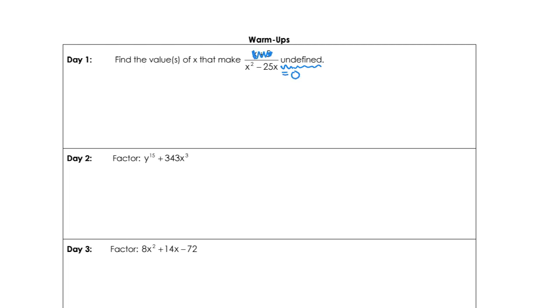And we set that equal to 0. Okay, and then if you have a squared term, remember that there's going to be 2 answers and that we cannot get those 2 answers unless we factor, and we can't factor unless we're equal to 0. And so we are equal to 0.